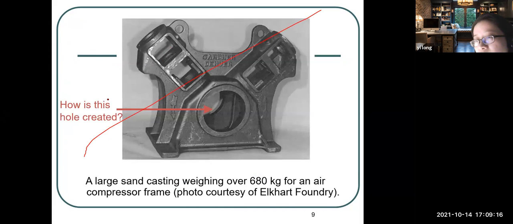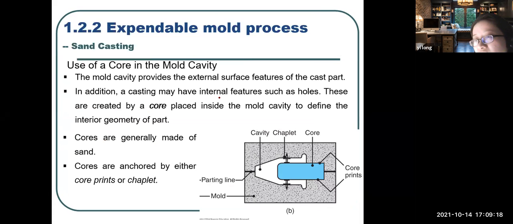I'm not testing this whole thing. You should know it, just in case you go to industry and people tell you what is the chaplet, what is the core prints, and you know what it is. Did you mention the CA question? The CA question format is very similar to the tutorial question. Every time we set it very similar to the tutorial. So the tutorial questions help you with your quiz and the final, if we have a final.